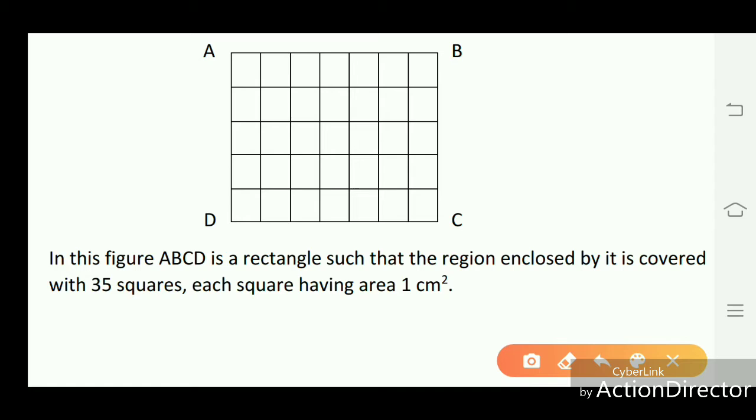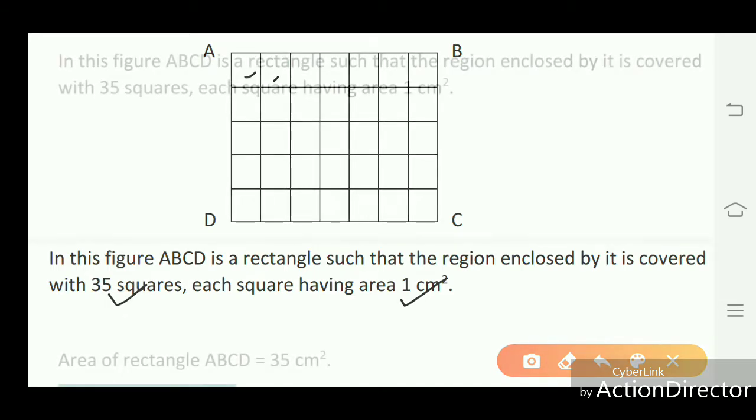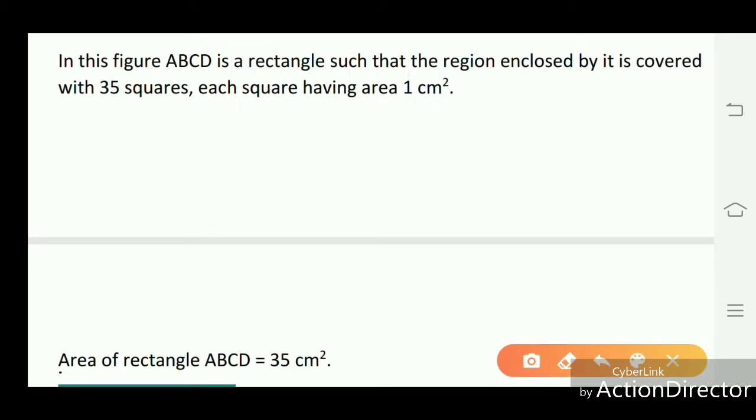Now in this figure, ABCD is a rectangle such that the region enclosed by it is covered with 35 squares. The total number of squares is 35, each square having an area of 1 centimeter square. So we say that the area of rectangle ABCD is 35 centimeter square.